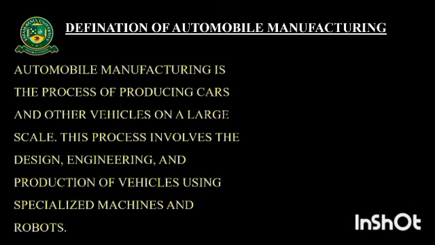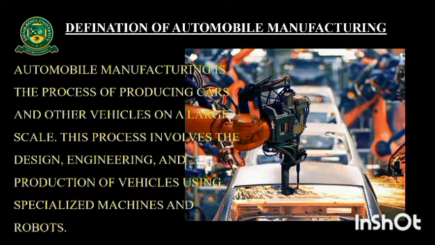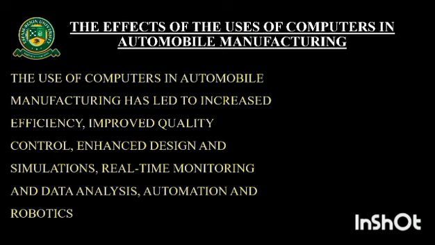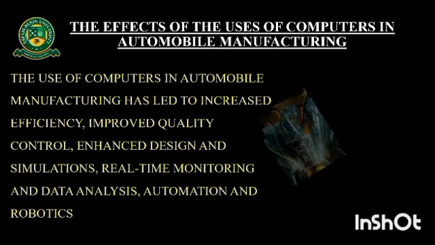Definition of automobile manufacturing. Automobile manufacturing is the process of producing cars and other vehicles on a large scale. This process involves the design, engineering, and production of vehicles using specialized machines and robots. The effects of the uses of computers in automobile manufacturing.